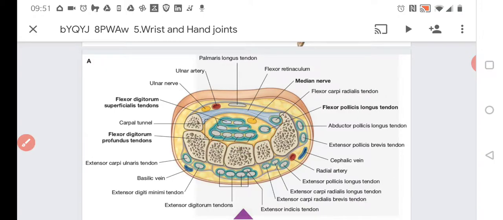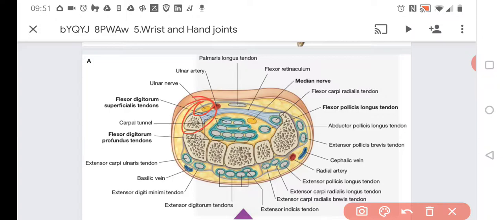What else is important about this area? It's important to remember that not all of the hand is innervated by the median nerve. We also have the ulnar nerve. The ulnar nerve, as you can see, is not in the carpal tunnel, so this is very important. With the ulnar artery, they go through the Guyon canal, but this will be seen in another picture, I suppose.